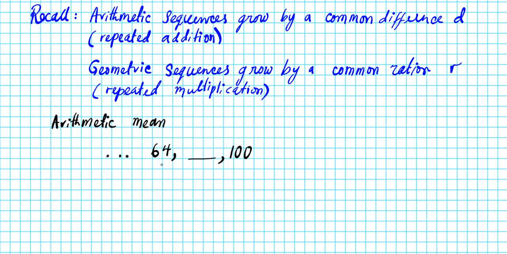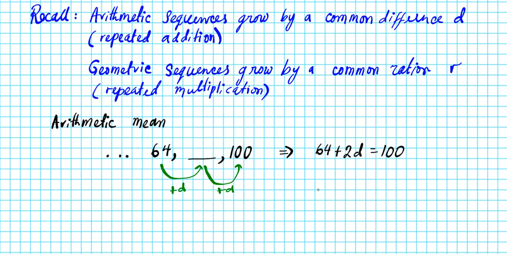So in this case, from the 8th term to the 9th term, we're going to add the common difference D. We don't know what it is. From the 9th to the 10th, we're going to add a common difference D again. So what is that D value? This setup can help us to generate a solvable equation. This setup tells us that starting from 64, if you add 2 D's, D plus D, you will end up with the 10th term of 100.